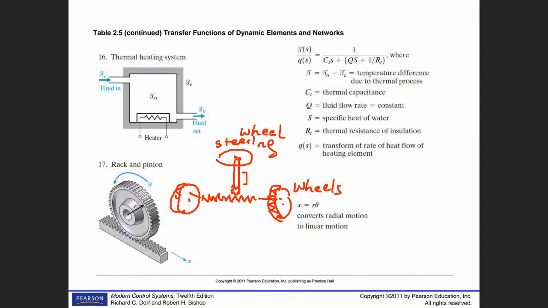of the vehicle. And that one is rack and pinion mechanism. Rack and pinion mechanism is here, widely used. Equation is obvious. X is the linear motion, is equal r theta. R is the radius of this wheel, okay?